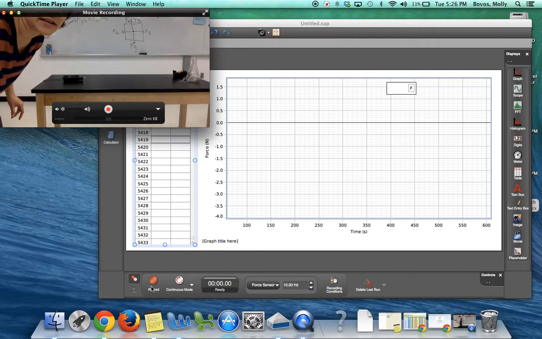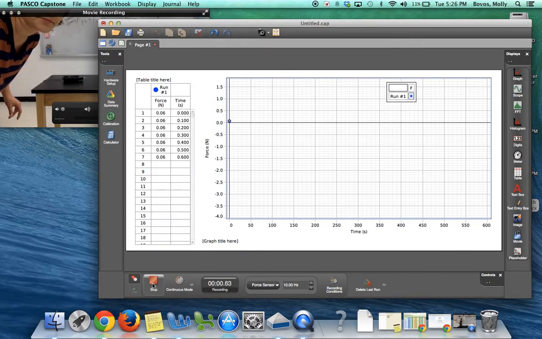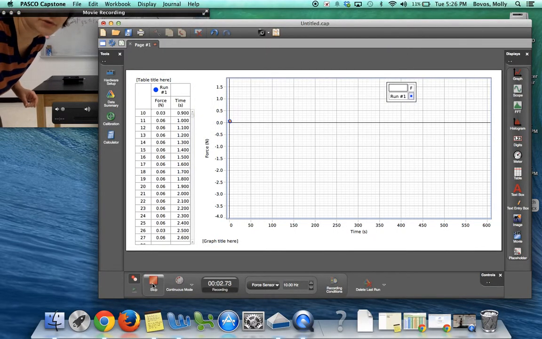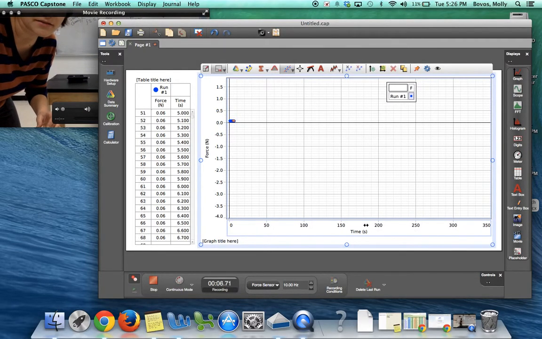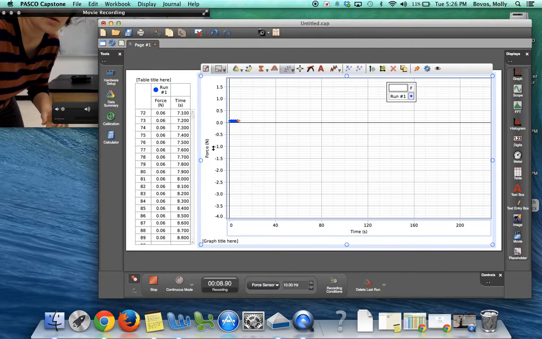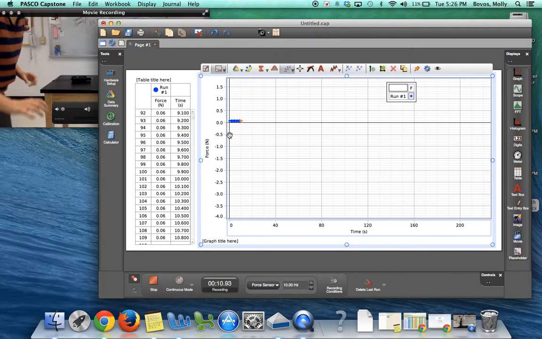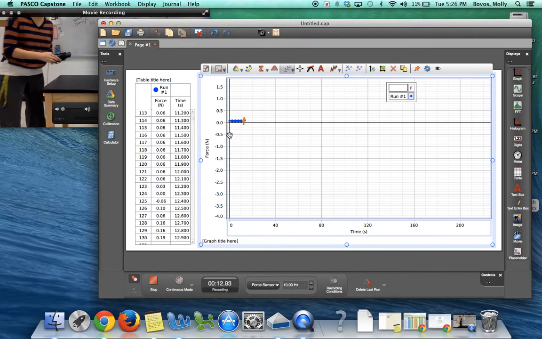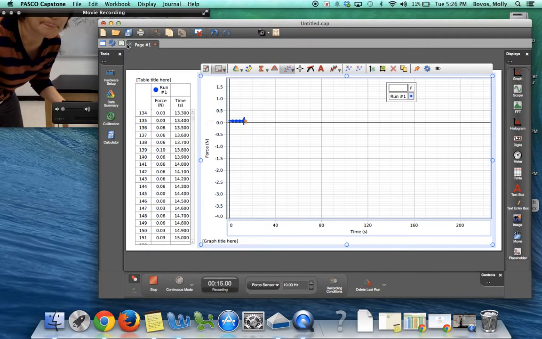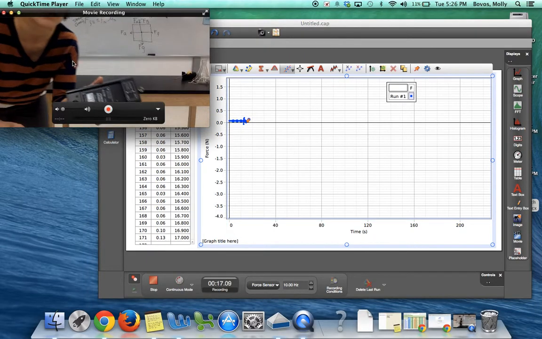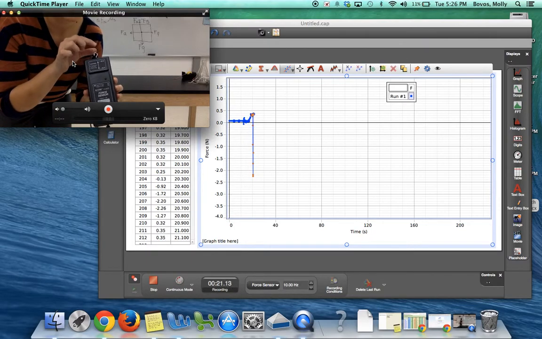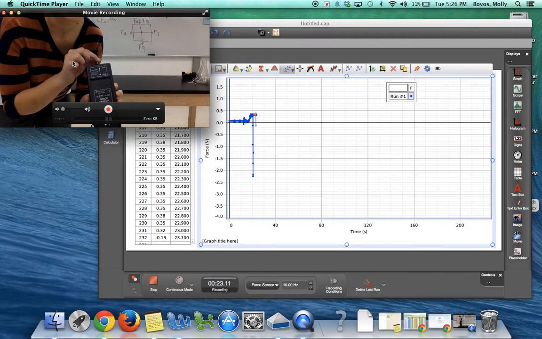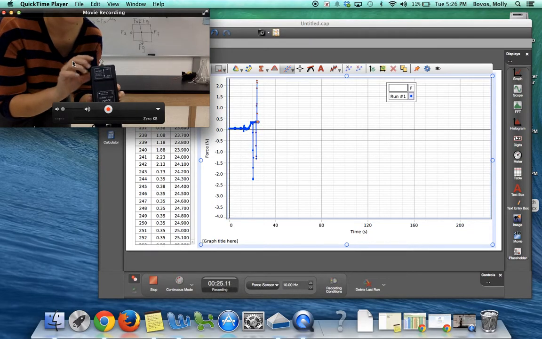Let me go ahead and hit record. What this graph is showing me, I'm going to try to spread the time out a little bit so we can see it better, is the force that the force sensor is having to apply. And remember, these are the same force sensors that we used in the elevator. If we pull outward on here, that is a negative force. Pushing in would be a positive force. So that's what we're looking at here.